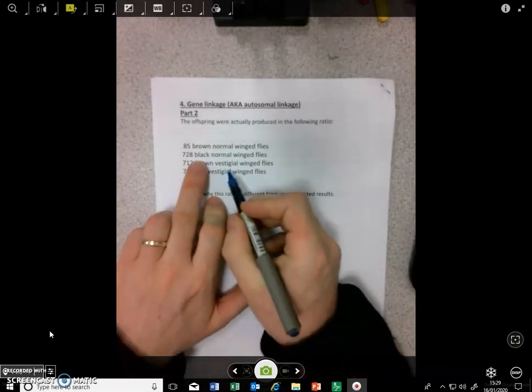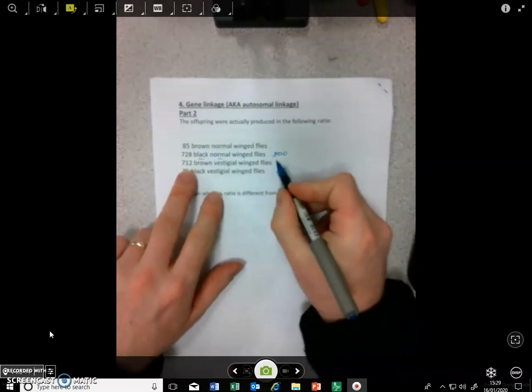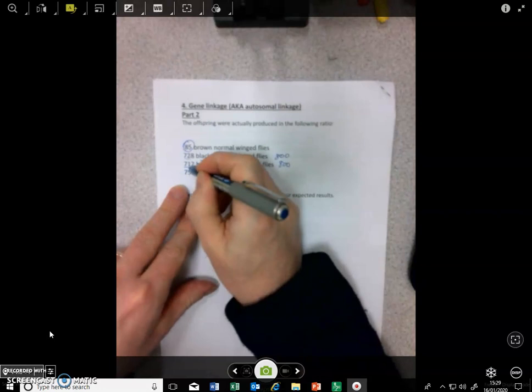Let's look over the page at the second part, and you'll see that the actual values are, well, they're pretty close. We're expecting black normal, 800. These are our expected values. And we're expecting brown vestigial, 800. And we're not far off. But look, we've got these ones creeping in.